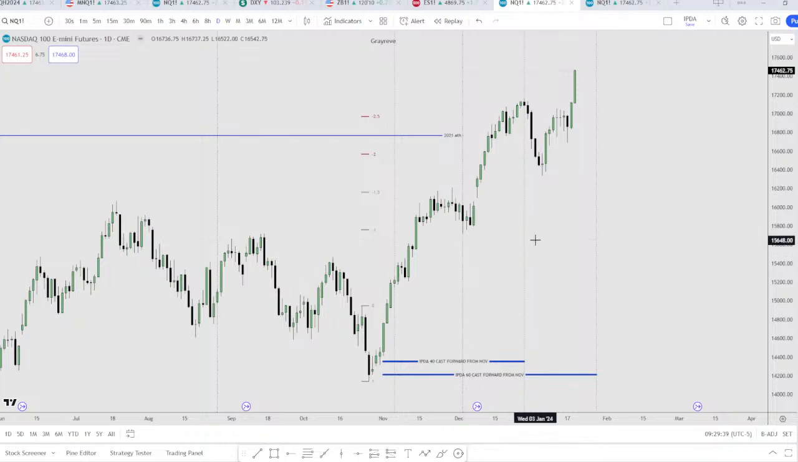So we started off from November. Okay, we have this shift in market structure right here. Okay, so using what ICT has taught in his month 5 of the core content, I'm using November as the first day. Okay, the first day of November, and I cast forward 20, 40, and 60 days.